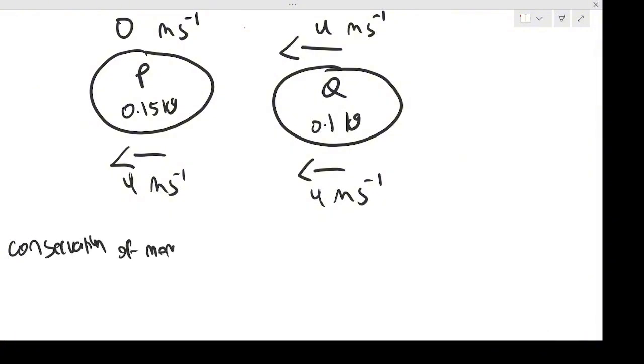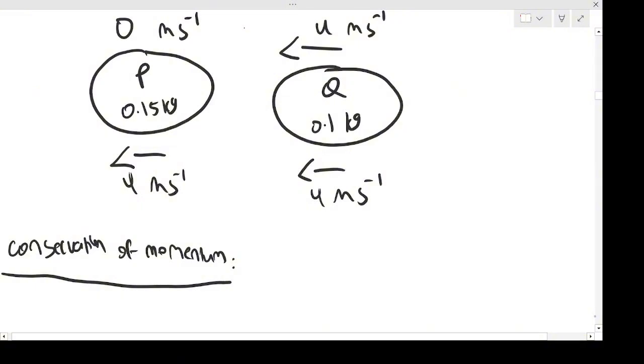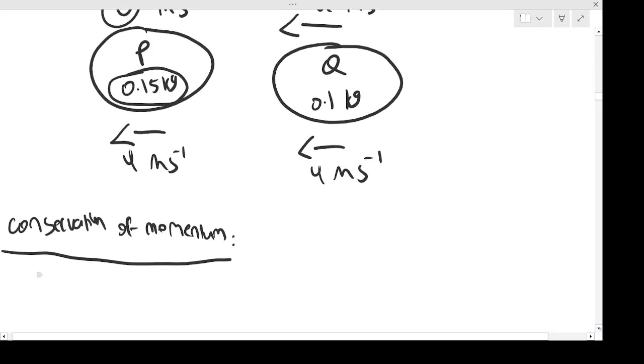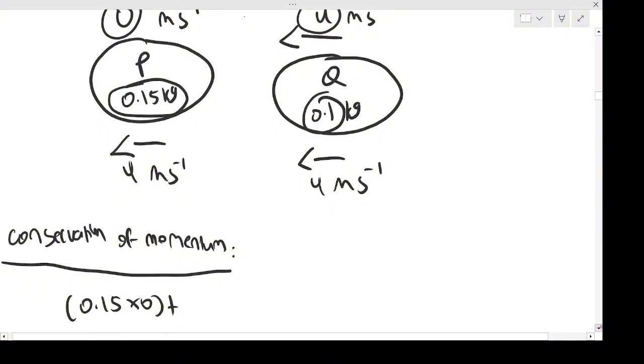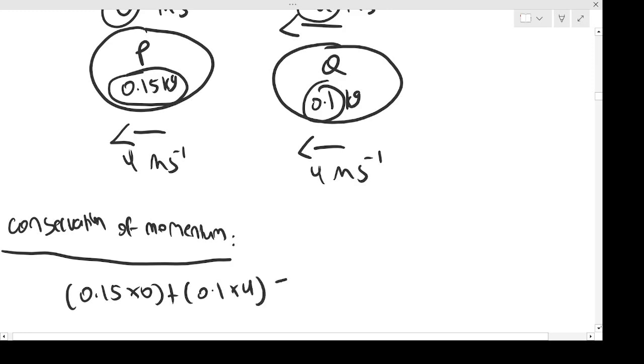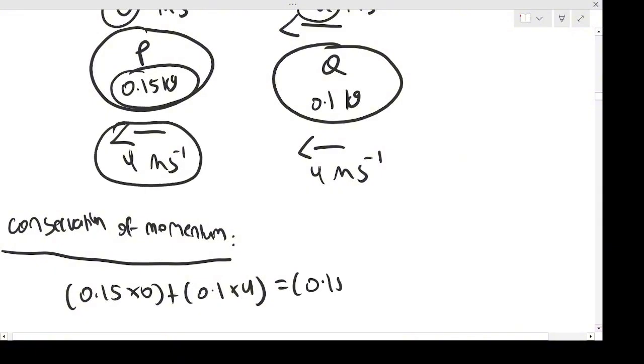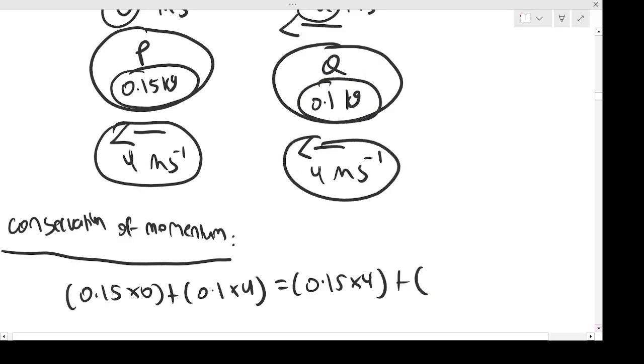So conservation of momentum. Again, for P, the mass is 0.15 and the initial speed is 0. So it's 0.15 times 0. Then for Q, the mass is 0.1 and originally the velocity is u. Then afterwards, that's going to equal 0.15 times 4 for P. And then for Q, the mass is 0.1, and again, the velocity is 4.